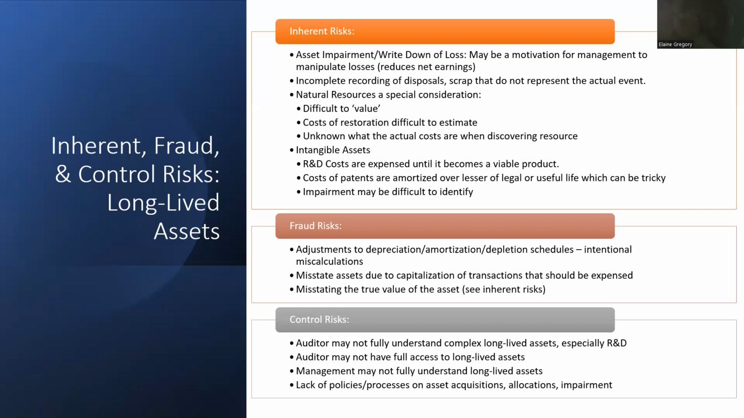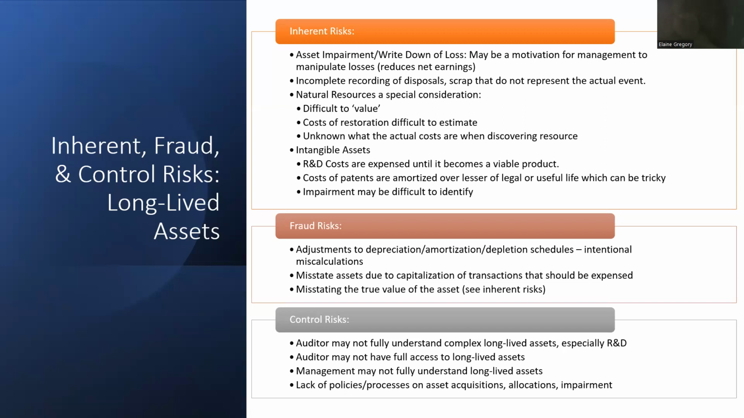Costs of patents are to be amortized over the lesser of legal or useful life. And this can be tricky because, again, an estimate of what the useful life is. Most of the time, what companies will do is amortize over the legal life, which could be 20 years or something close to 20 years. And then as it gets closer, they may want to reassess and determine, well, do we still have a useful life of that patent? And if so, then we would revalue and create a new amortization schedule for it.